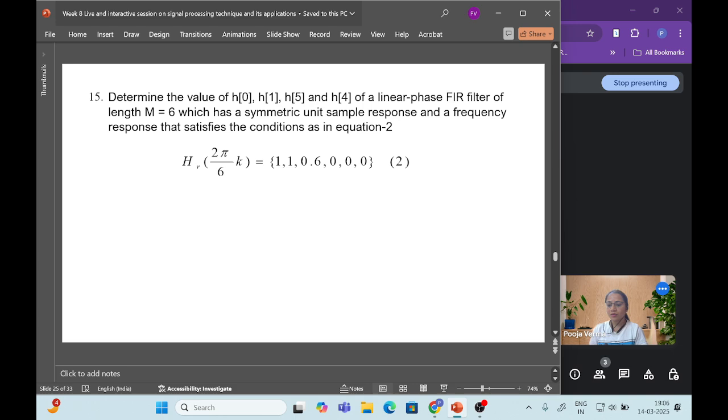Now the next question is: determine the values of h of 0, h of 1, h of 5 and h of 4 of a linear phase FIR filter of length M equal to 6, which has a symmetric unit sample response and a frequency response that satisfies the condition given as equation 2. This is a question related to your frequency sampling method.